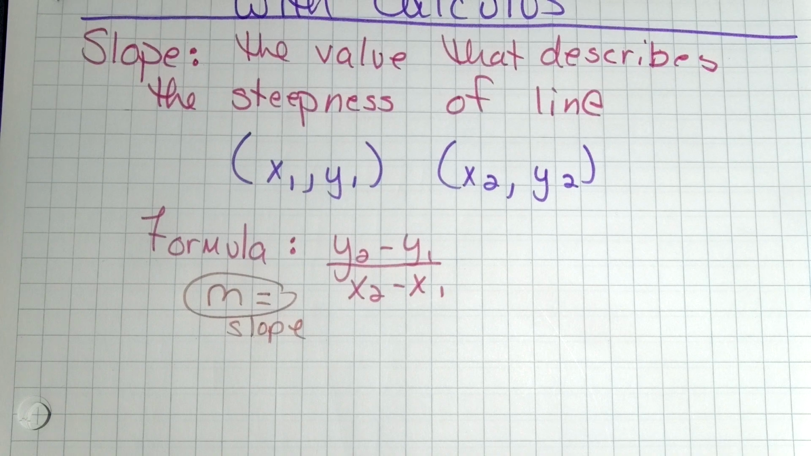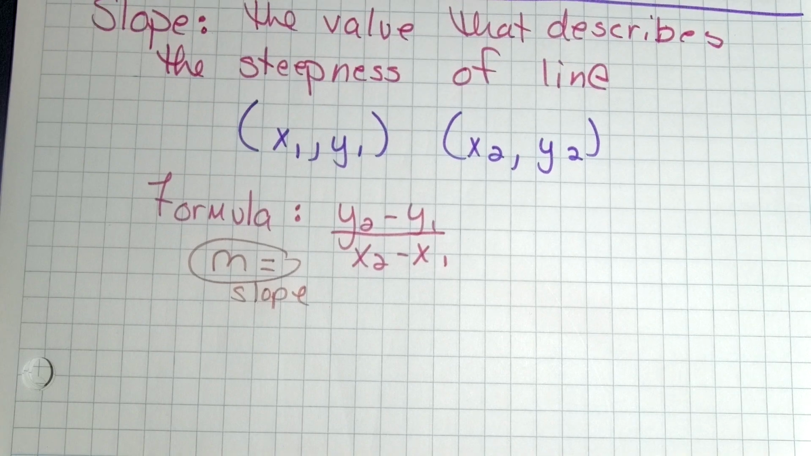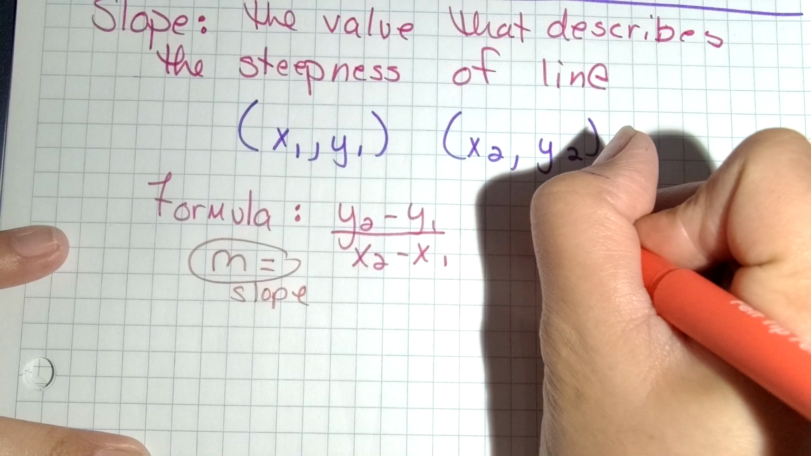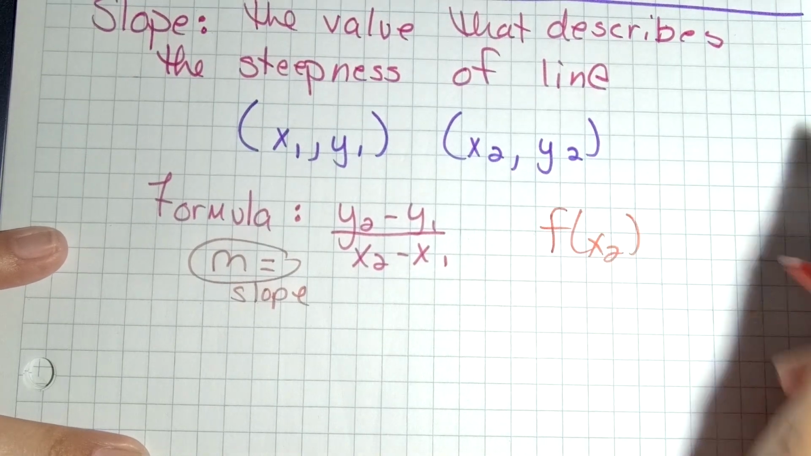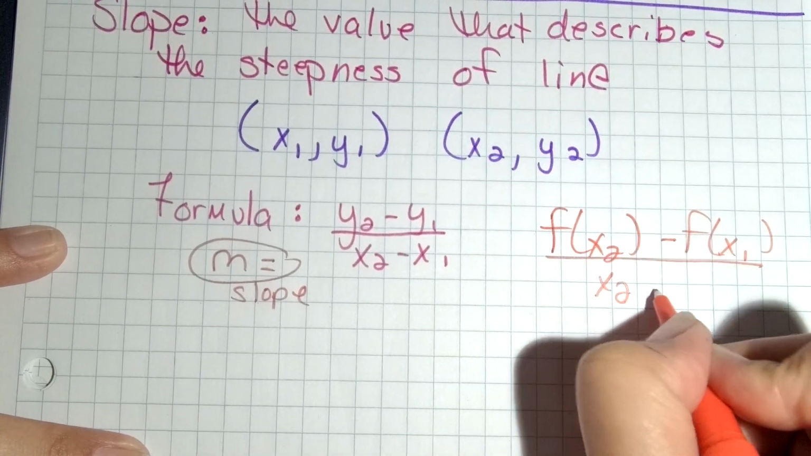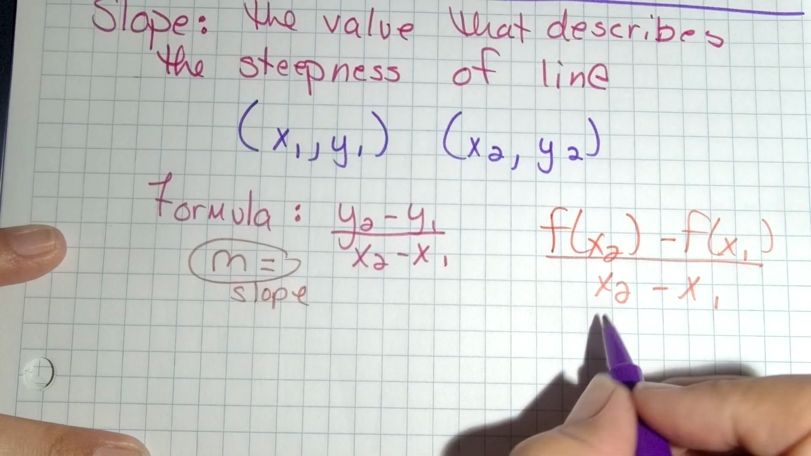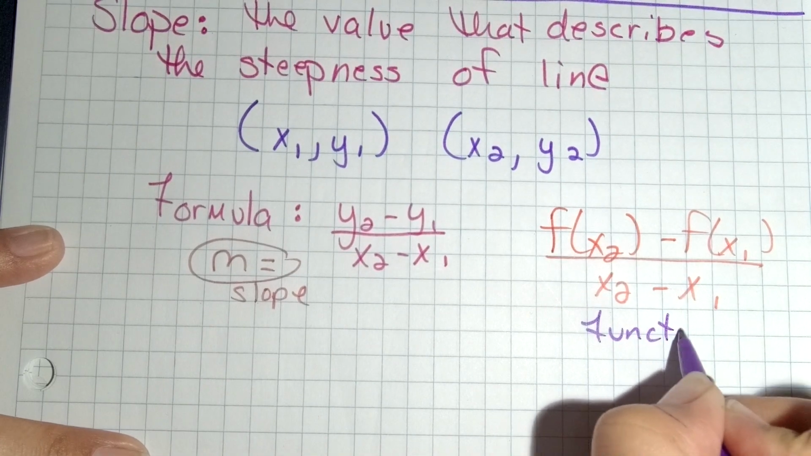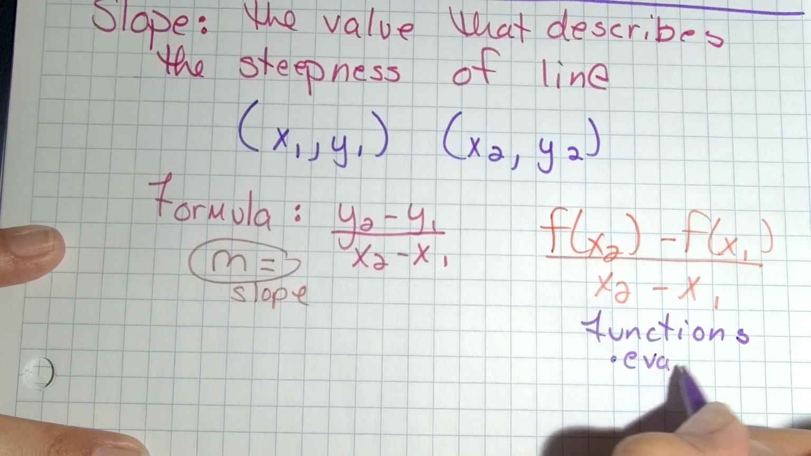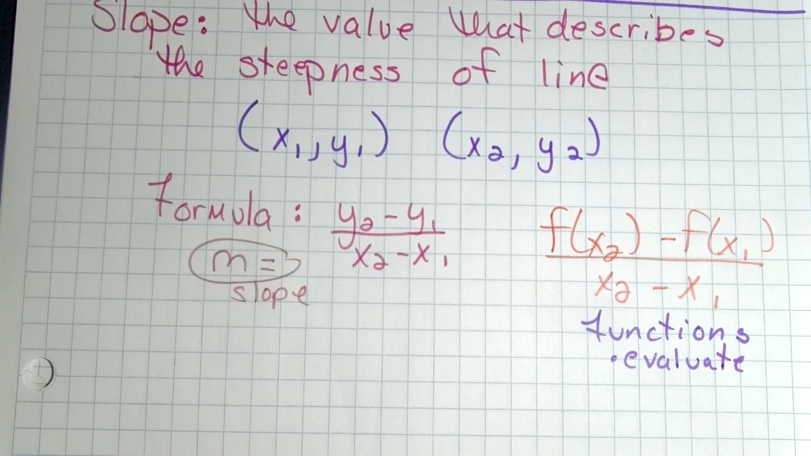Also, in calculus, we don't just use y2, y1, because we'll have functions. So we have another formula. This is for functions: f of x2 minus f of x1 over x2 minus x1. These things are for functions. So if we don't have a graph, you're going to need to evaluate and simplify. And we'll talk about this in a minute. Evaluate. Okay? We'll talk about that in a minute.